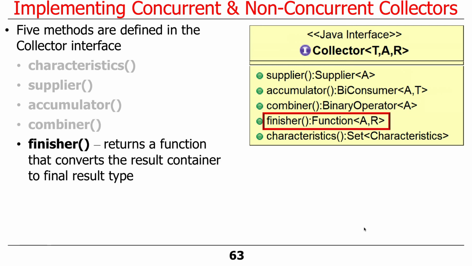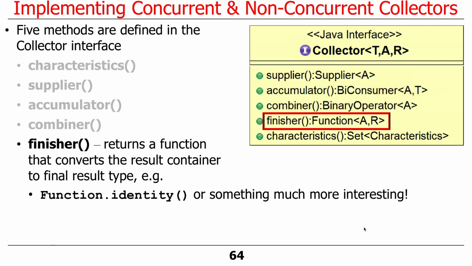And then finally, the finisher, if there is one, returns a function, it's a factory method, that converts the result container to the final result type. So if it's a non-concurrent collector, then typically it'll just be the function identity. It just returns the internal result container that has been accumulated and combined into.